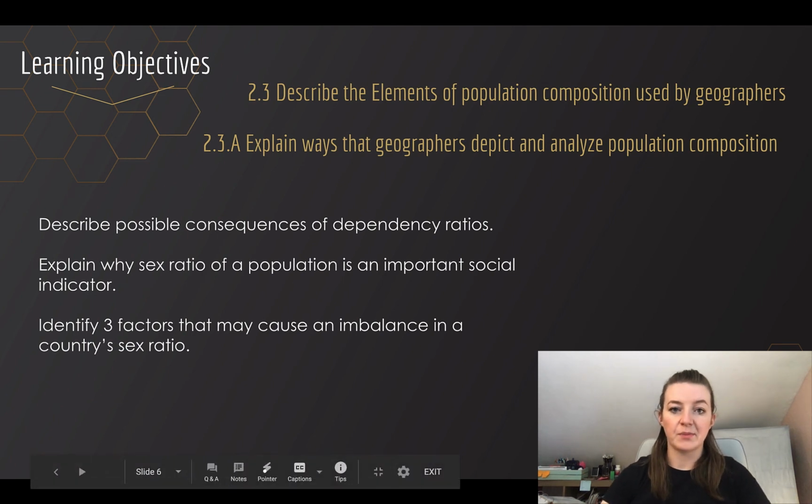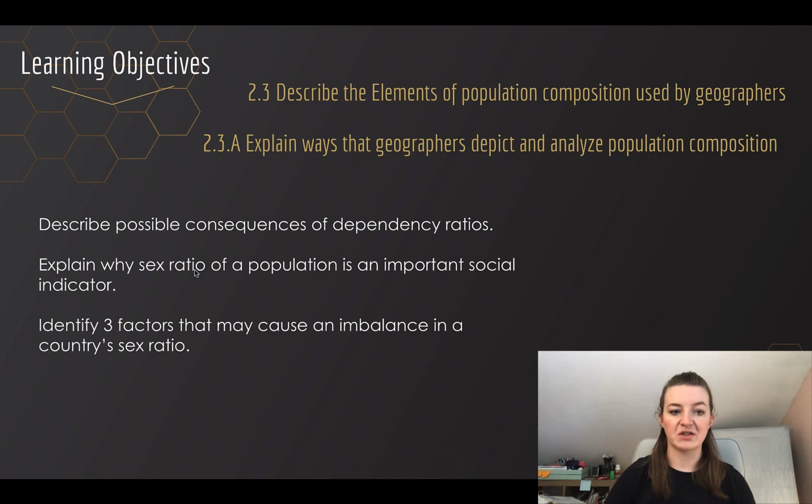So I want you to take a couple of minutes in your notes and respond to these prompts here. So first, I want you to describe possible consequences of dependency ratios. Then I want you to explain why sex ratio of a population is an important social indicator. And finally, I want you to identify 3 factors that may cause an imbalance of a country's sex ratio.